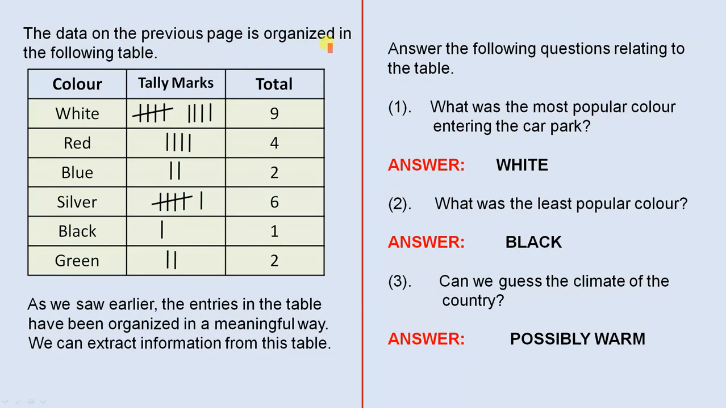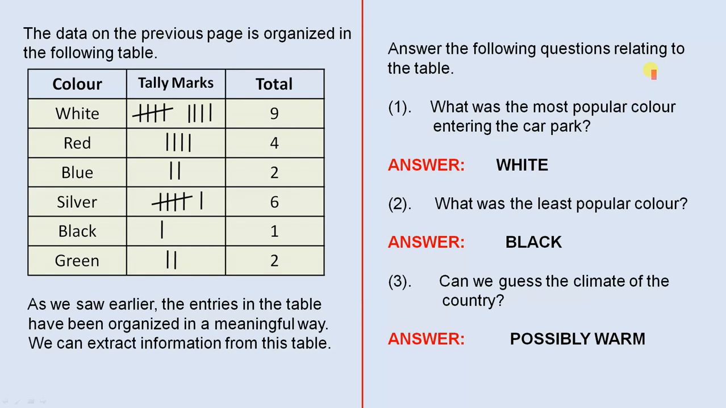The data on the previous page is organised in the following table. So we've got colour, tally marks and the total. They're all the colours. After we go through with our tally marks and take a record, we change these tally marks to numbers. 5 plus 4 is 9. That's 4, 2. 5 plus 1 is 6. 1 and 2. We saw earlier the entries in the table have been organised in a meaningful way. We can extract information from this table.